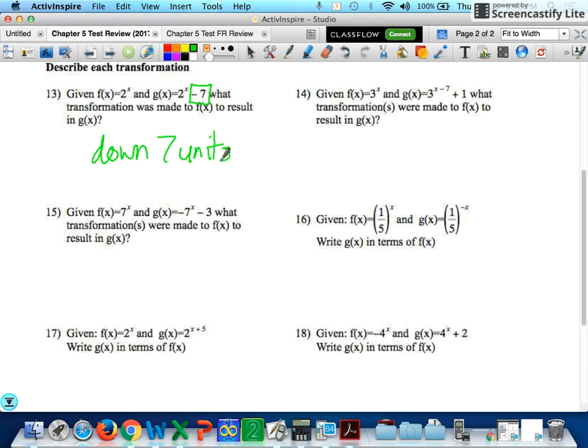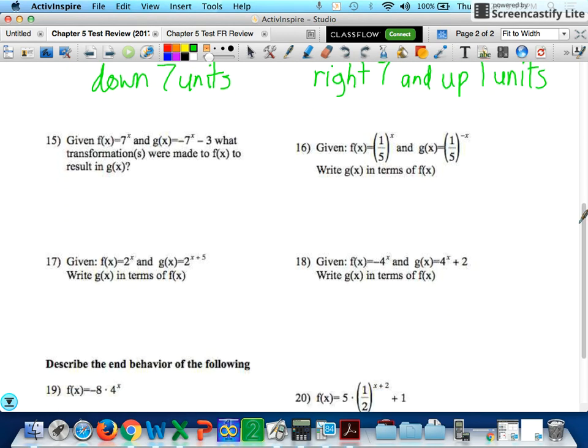Same thing with 14, but two things changed. This minus 7 now popped up in the exponent, and the plus 1 popped up outside. Isn't that tricky? It was minus 7 over here, and that meant down 7. But over here, this minus 7 in the exponent, that means right 7, because it's the opposite of what you would think. So we went right 7 and up 1 unit, because that plus 1 on the end means we're going up 1. All right?